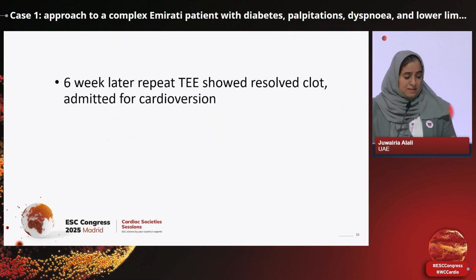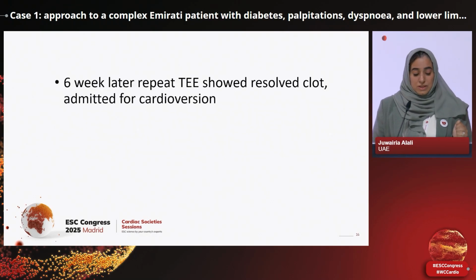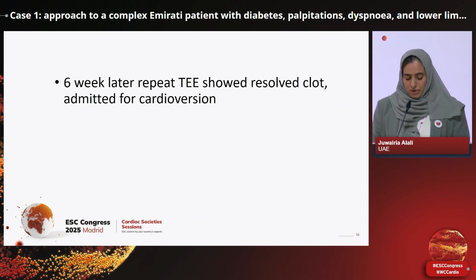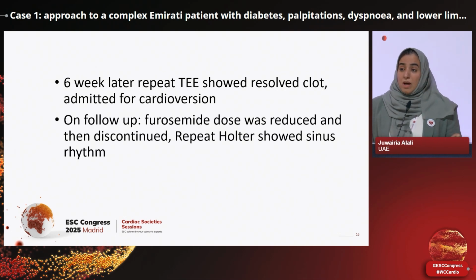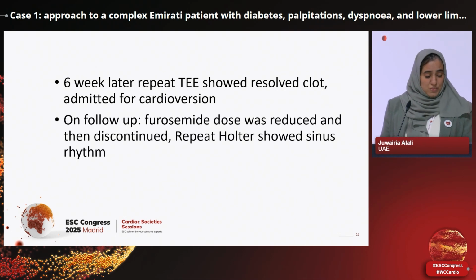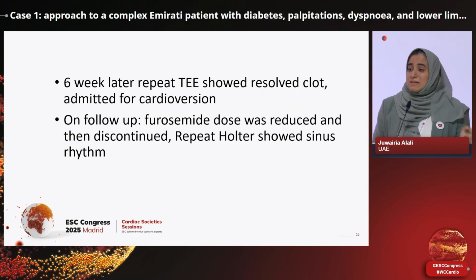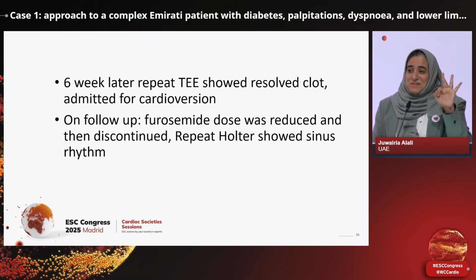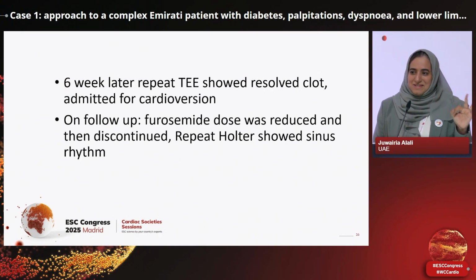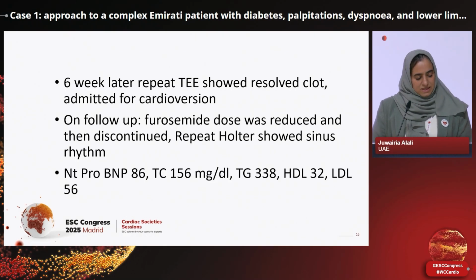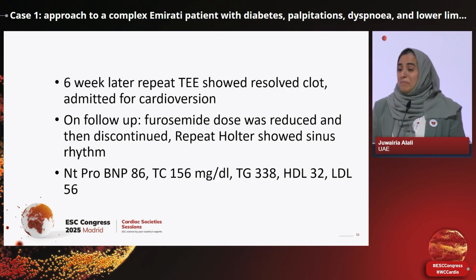So 6 weeks later, he had a repeat TEE, which showed that the clot was resolved, so he was admitted for cardioversion. And then on follow-up, his furosemide dose was actually reduced and then discontinued. So remember, this guy was diagnosed in 2022. 3 years later, we managed to get the furosemide off just by converting him to sinus rhythm. And a repeat Holter showed that he's now in sinus rhythm, and his NT-proBNP normalized.